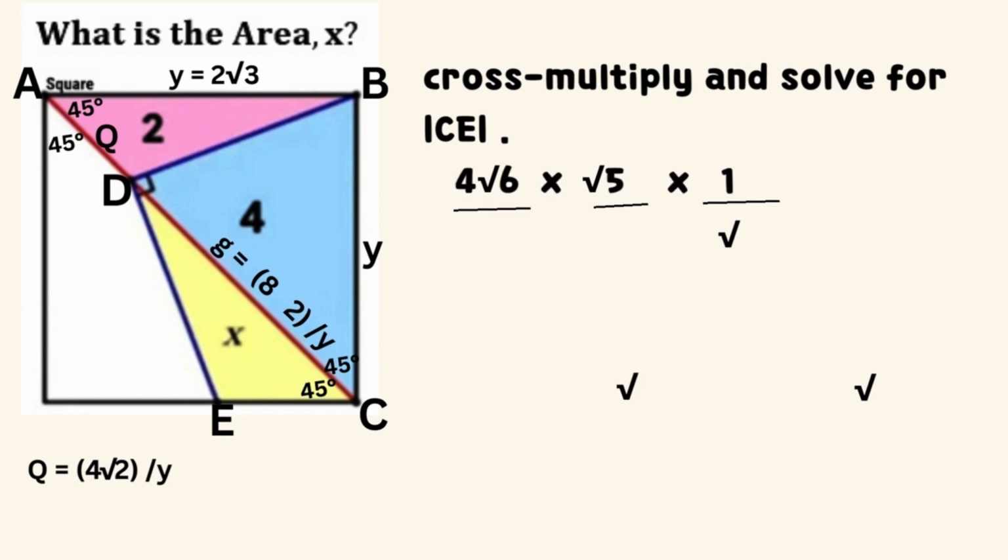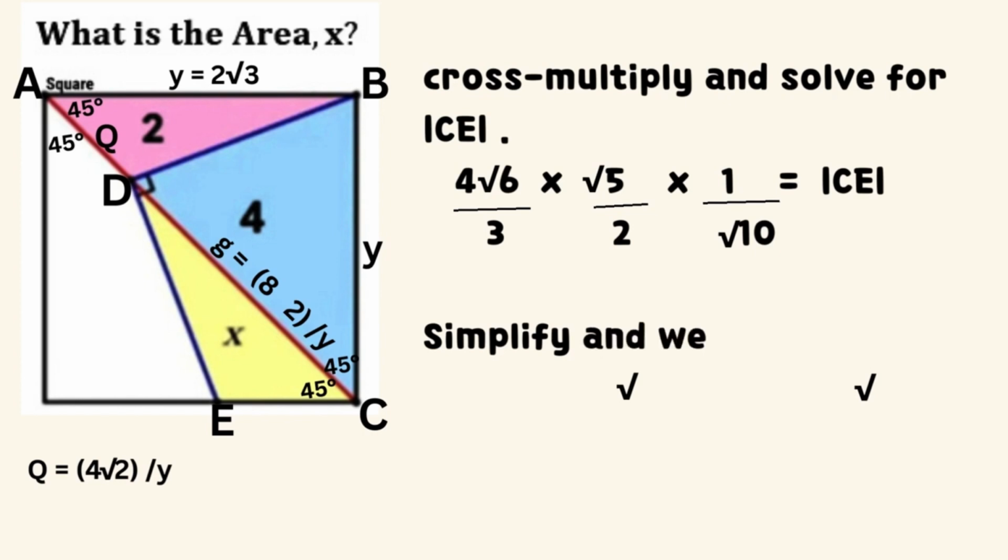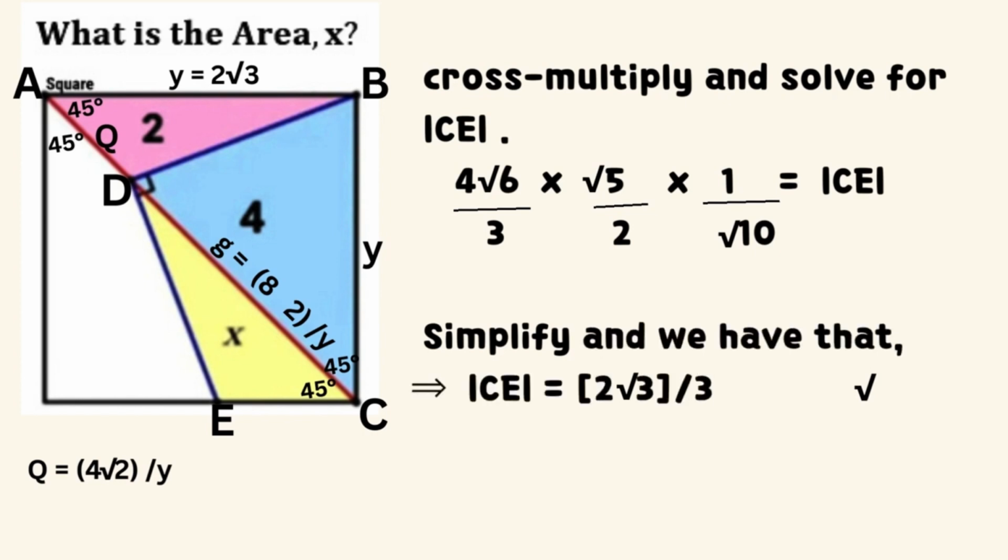Cross-multiply and solve for line CE. We obtained a numerical equation for line CE as shown on the screen. Simplify it and we have that line CE equals the product of 2 and the square root of 3, all divided by 3. Or 2 divided by the square root of 3.